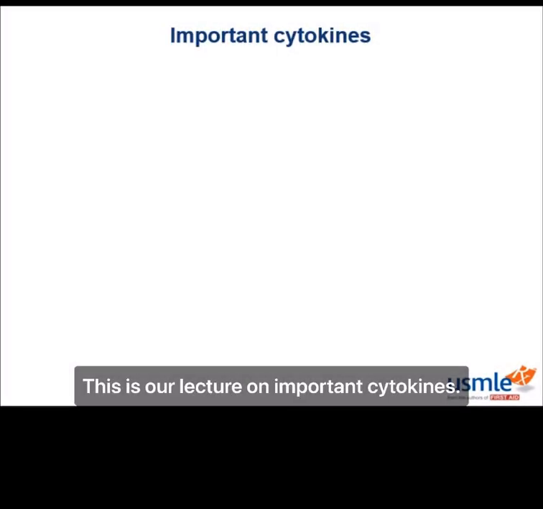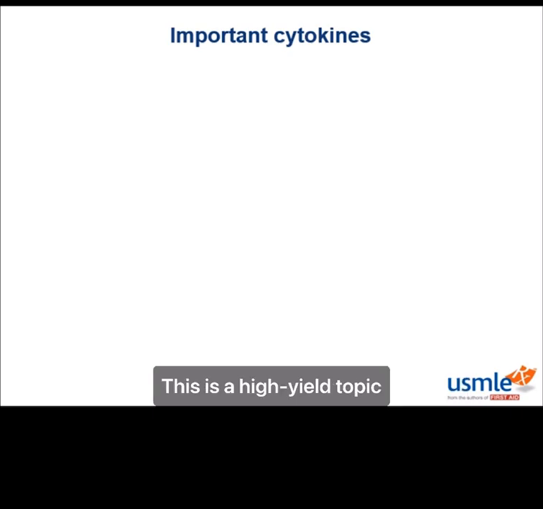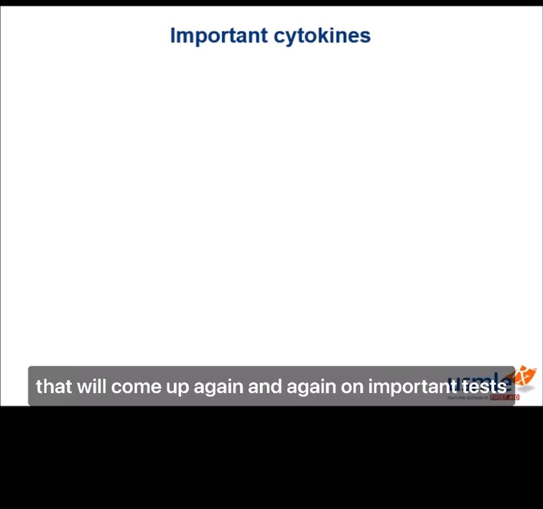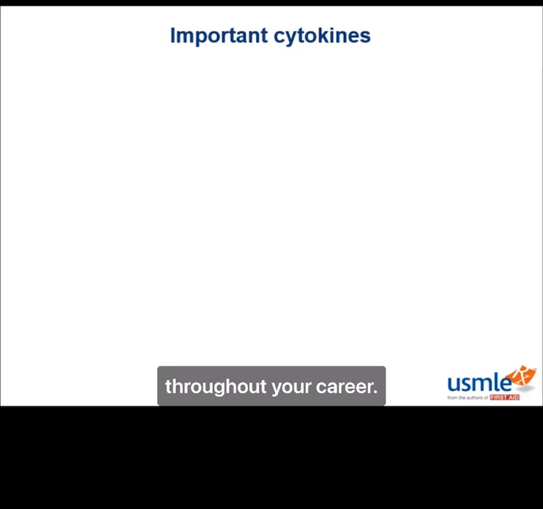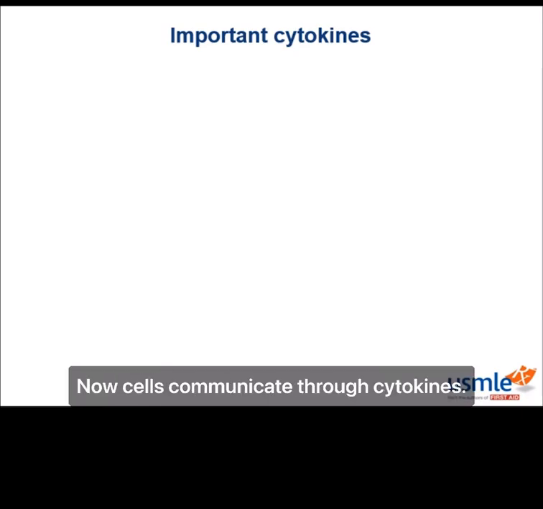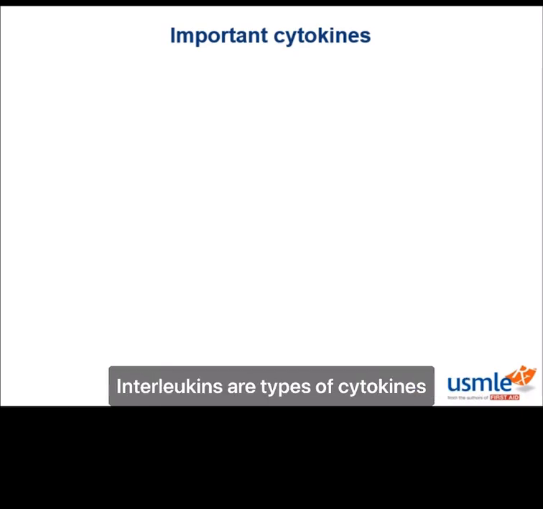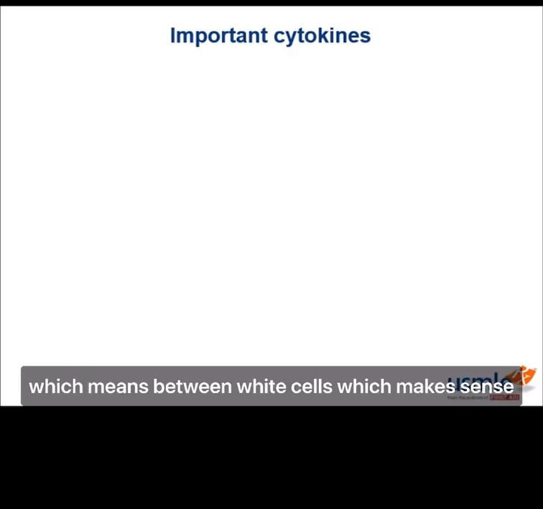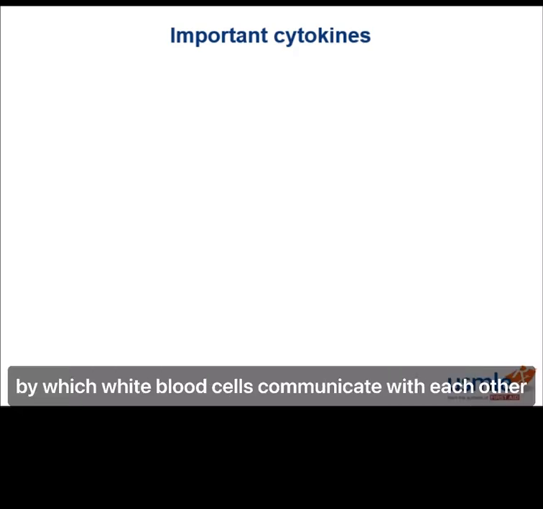Hi everyone, this is our lecture on important cytokines. This is a high-yield topic that will come up again and again on important tests throughout your career. Now, cells communicate through cytokines. Interleukins are types of cytokines that we'll talk about now. Let's first break down the word interleukin, which means between white cells, which makes sense since they're the means by which white blood cells communicate with each other.